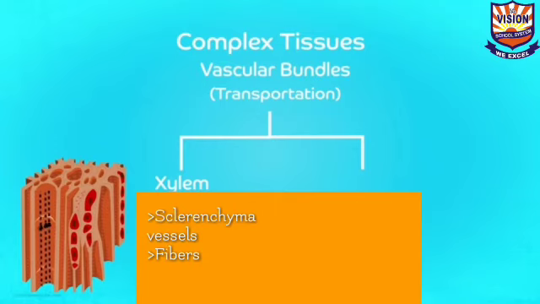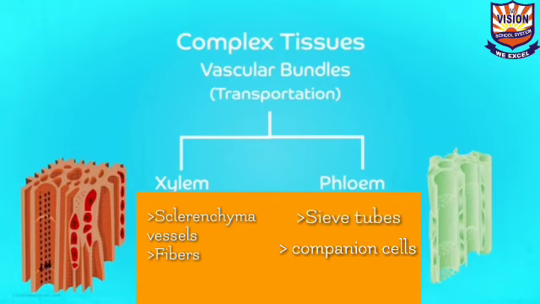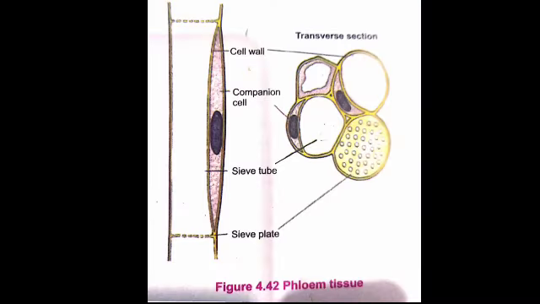Similarly, for the transport of food from leaves to various parts of the plant, we have the phloem. It is also made up of living cells. Phloem tissue mainly contains sieve tubes and companion cells. Sieve tube cells are long and have small pores. Companion cells are parenchymatous and are closely associated with the sieve tube cells. They help the sieve tube in conduction of food material and make protein for sieve tube cells.